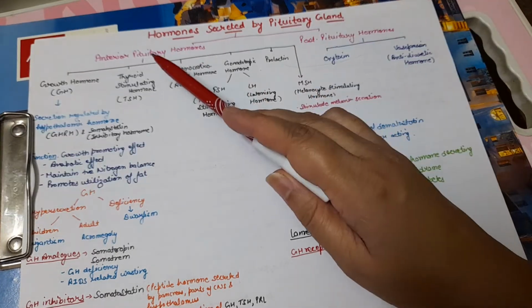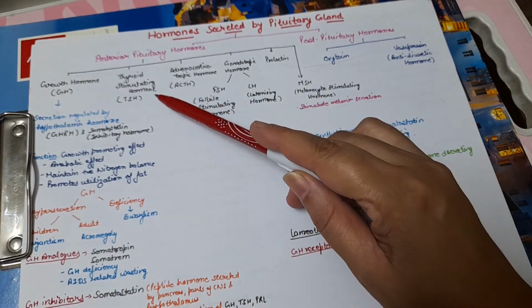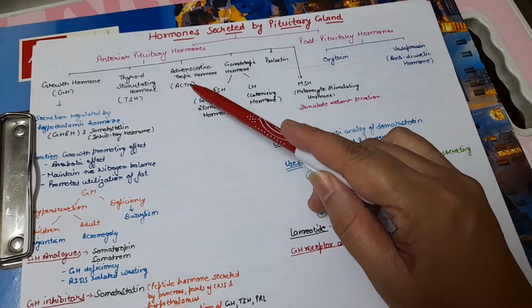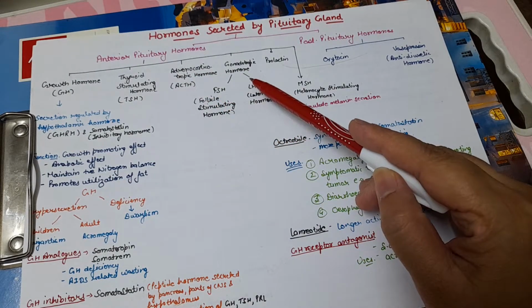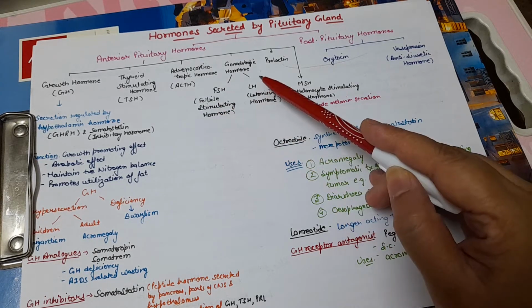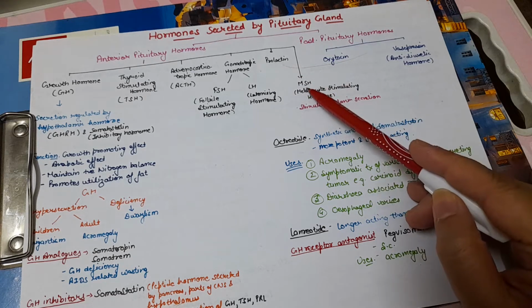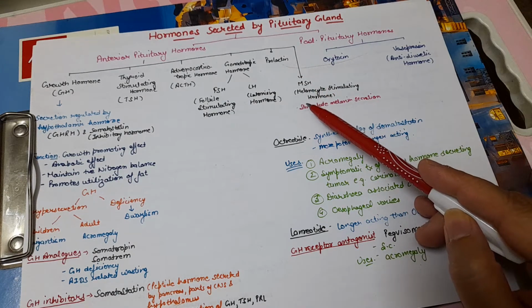The hormones which are secreted from the anterior pituitary are growth hormone, thyroid stimulating hormone, adrenocorticotropic hormone, and gonadotrophic hormones, which include FSH, that is follicle stimulating hormone, and LH, luteinizing hormone. Next is prolactin, and MSH, that is melanocyte stimulating hormone.